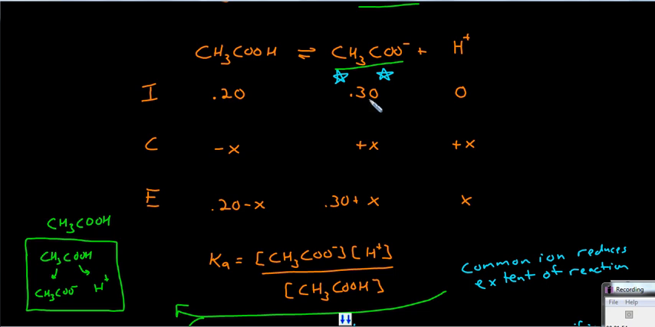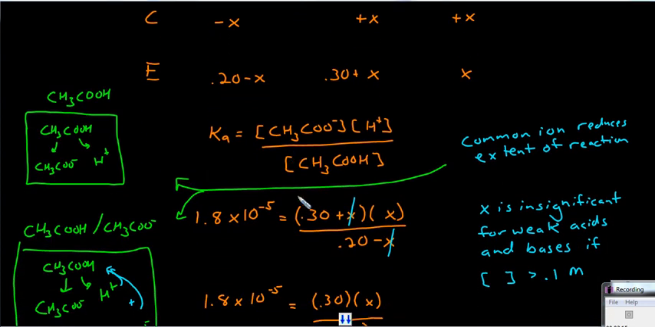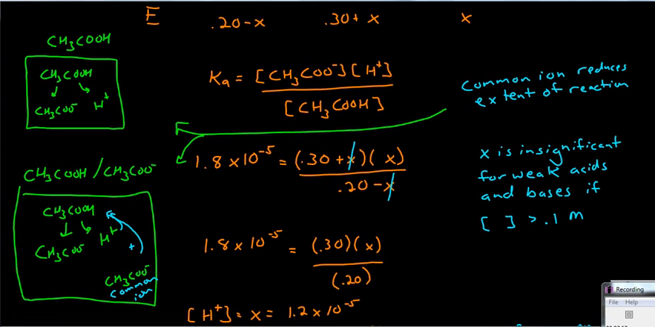Now, having this significant concentration of our conjugate base of this common ion, this is going to greatly affect our calculations. You see, plugging into the equilibrium expression just as before, but this time having 0.30 plus x instead of just x, we are going to see that there's going to be much less significant of a reaction.